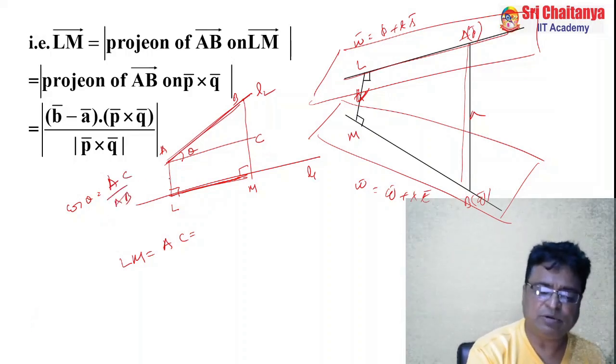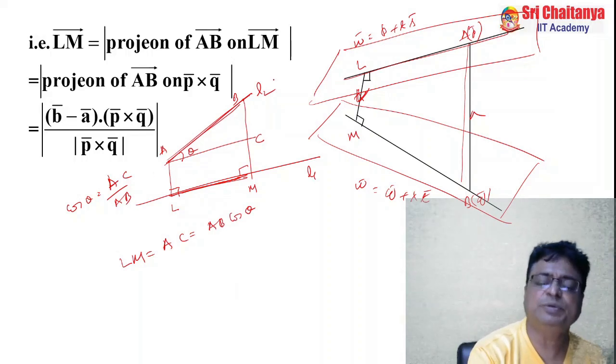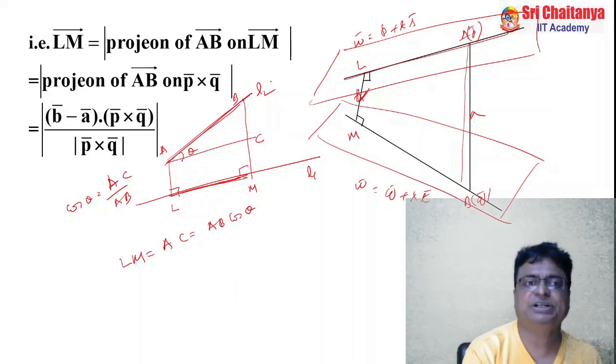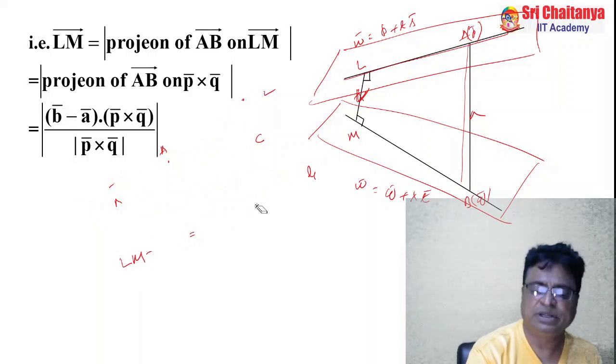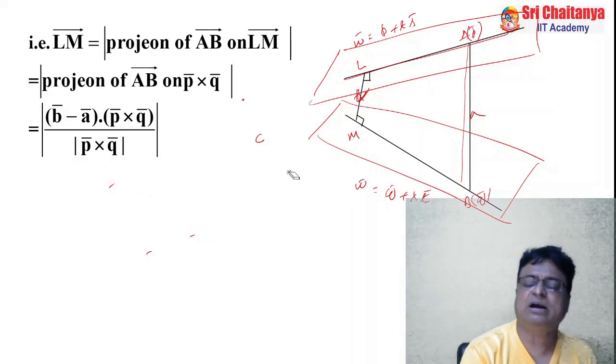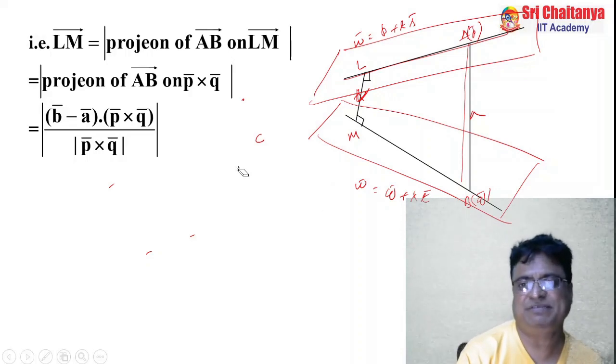So AC is equal to AB cos theta. What is AB cos theta? This is the projection. The same thing I have mentioned here. But you will get the detailed concept in three-dimensional geometry very neatly.